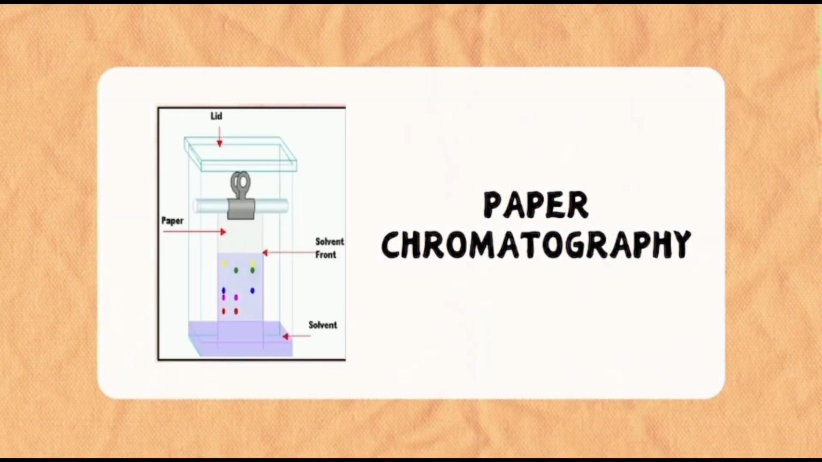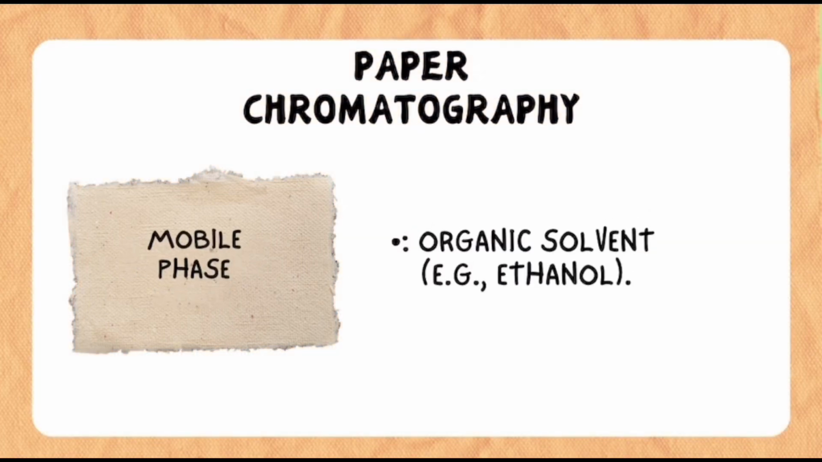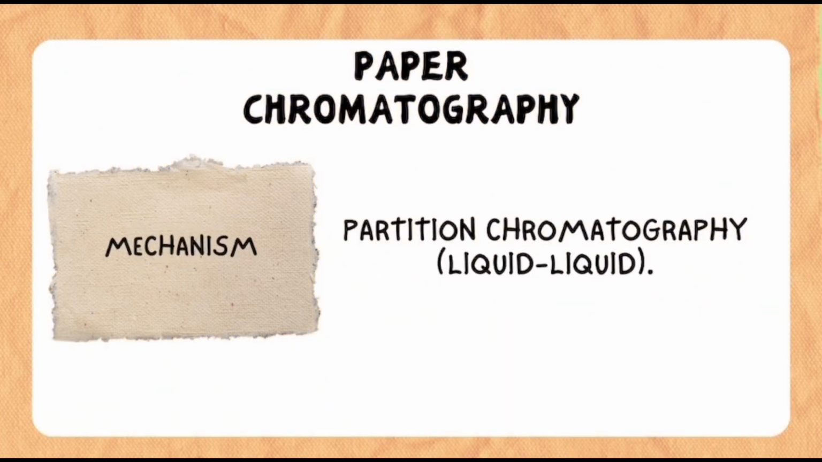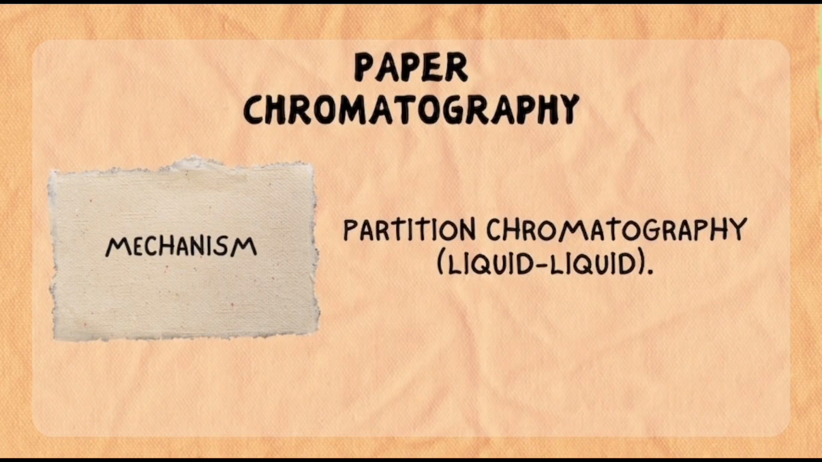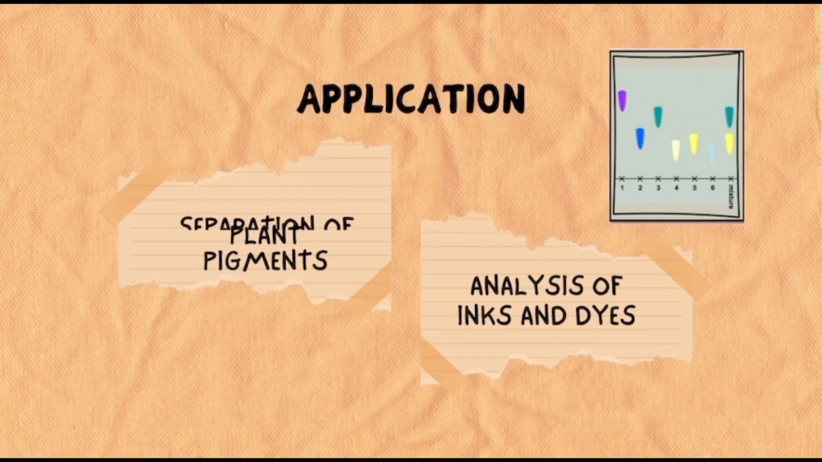Paper chromatography. Stationary phase, water molecules trapped in cellulose fiber of paper. Mobile phase, organic solvent, example ethanol. Mechanism, partition chromatography, liquid-liquid. Application, separation of plant pigments, analysis of ink and dyes.